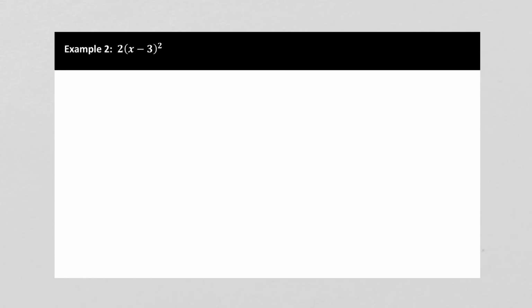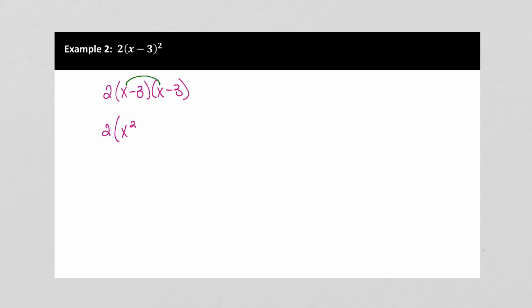Okay, what about this one? Well, in this one, we're going to foil and distribute. So 2 times x minus 3 squared means 2 times x minus 3 times x minus 3. So we'll have 2 times, and then we start our foiling. So first, x times x is x squared.